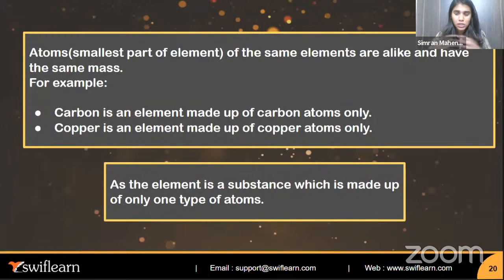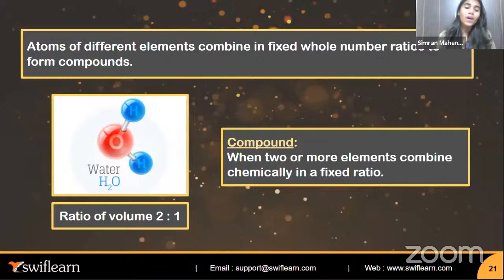Getting the concept? A group of the same identical atoms joined together gives you an element. So you can say that an element is a substance which is made of only one type of atom. Clear? I'm repeating it again. What is an element? An element is a substance which is made up of only one type of atom. Is that clear? Now, let us understand what a compound is.